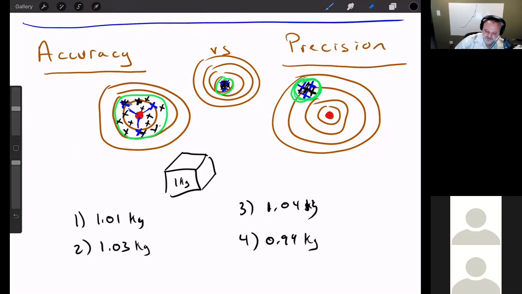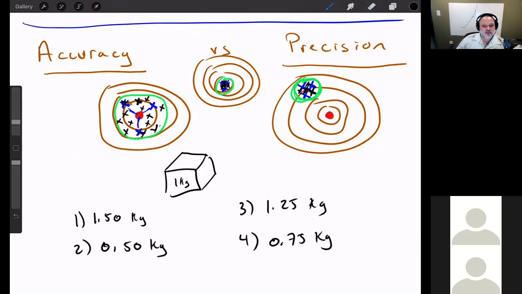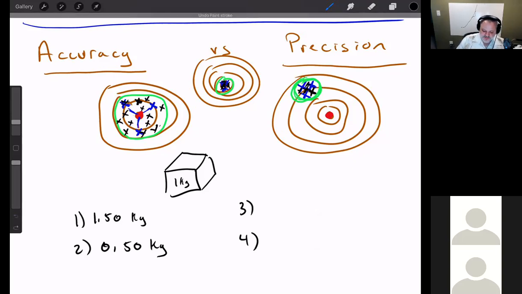Let me give you an example of some measurements that are only accurate. 1.50 kilograms, 0.50 kilograms, 1.25 kilograms, 0.75 kilograms. If you take these four measurements, add them up and divide by 4 to get an average, the average is 1. So if you were to average these to get an answer, the answer that you get is 1. It's accurate. But are they precise? And the answer to that is no. They're not precise because the measurements themselves are not close to each other. Let's take a look at a series of measurements that are only precise.